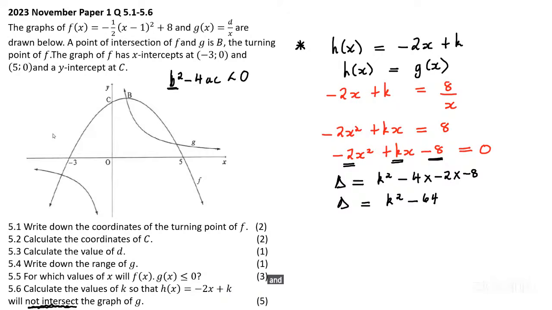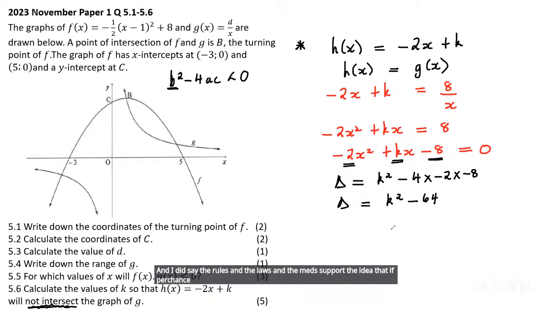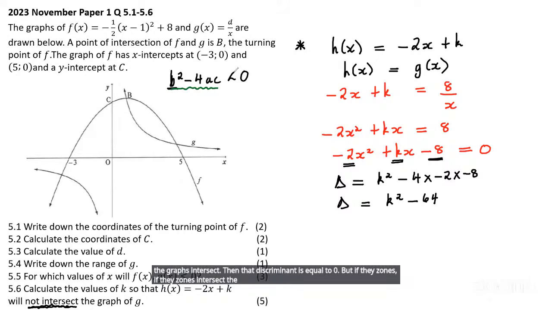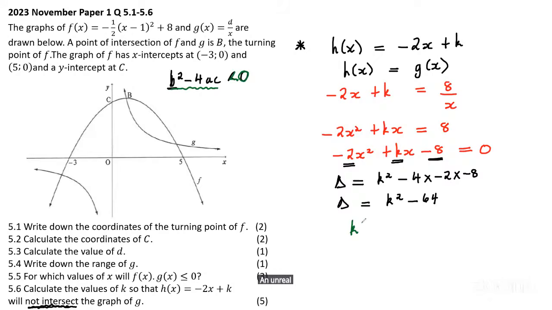And I did say the rules and the laws and the maths support the idea that if perchance the graphs intersect, then that discriminant is equal to 0. But if they don't intersect, the discriminant is less than 0. The roots are non-real. They will not intersect. K squared minus 64, less than 0. Difference of 2 squares, k minus 8, then k plus 8, less than 0.